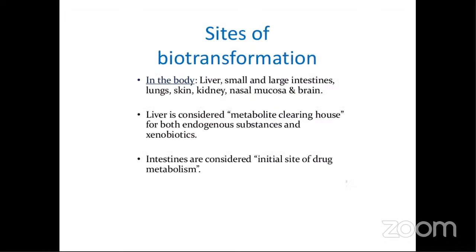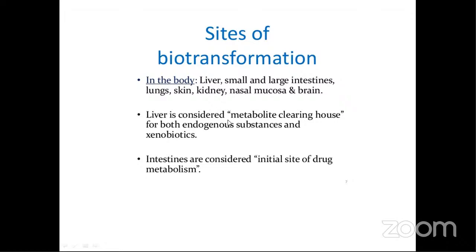Next, what are the different sites of biotransformation or metabolism? I told you already that the liver is the main site for biotransformation or metabolic process. But besides that, some other body parts like your small intestine, large intestine, lungs, skin, kidney, nasal mucosa, and brain also have some biotransformation process.